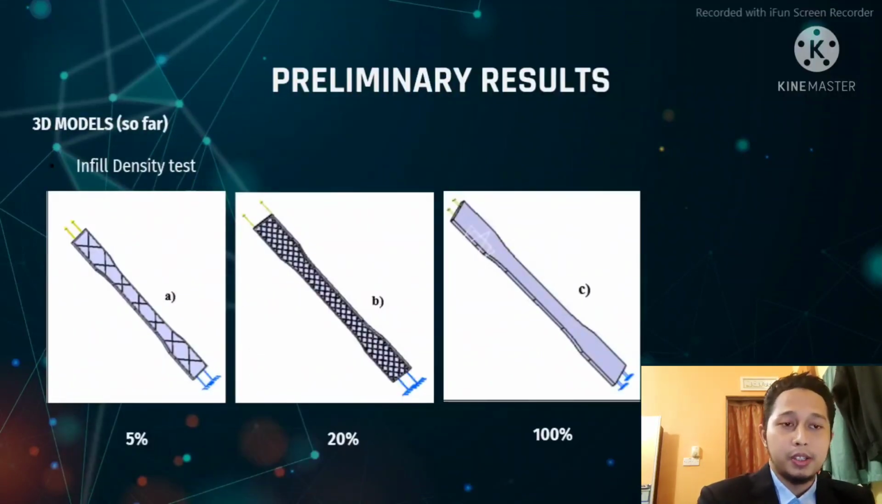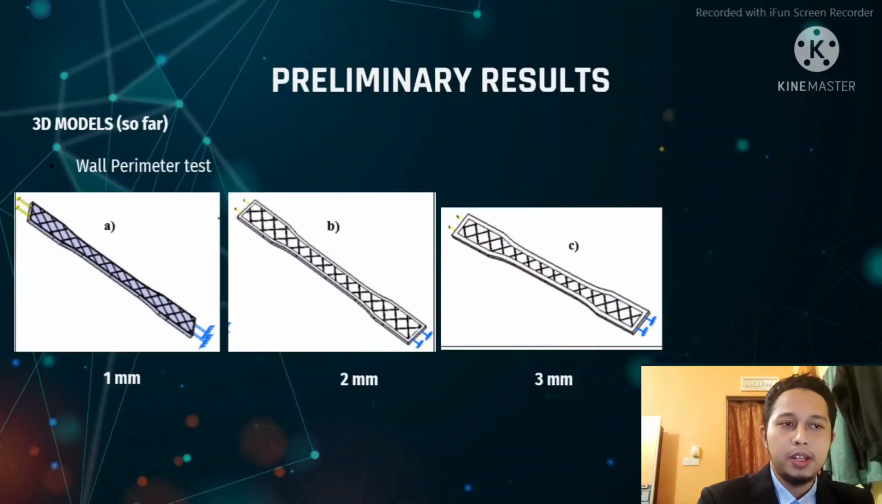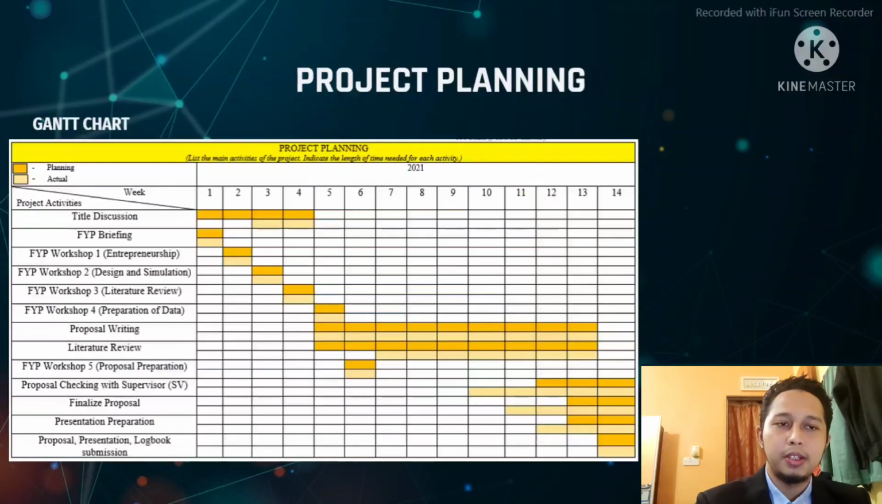Before I end my presentation, I would like to show my planning in the form of a Gantt chart for the FYP1 from the start up until this point. And that brings us to the end of my presentation. I would like to thank you for your time and attention. Thank you.